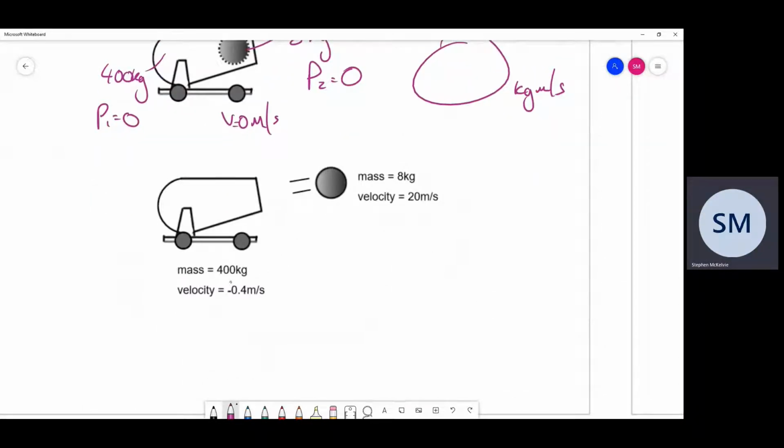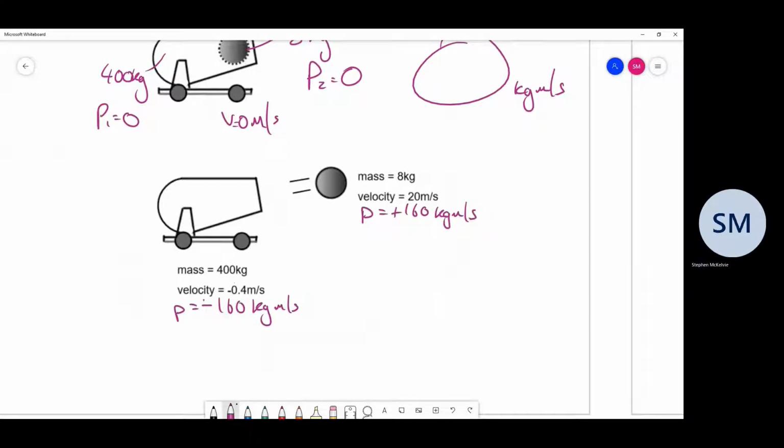The mass of the cannon is 400 kilograms. The velocity is minus 0.4 meters per second. The momentum is given as 400 times minus 0.4, giving me a momentum of negative 160 kilogram meters per second. The mass of the ball is 8 kilograms. The velocity is 20 meters per second, giving me a momentum of positive 160 kilogram meters per second. The momentum before is the momentum after.